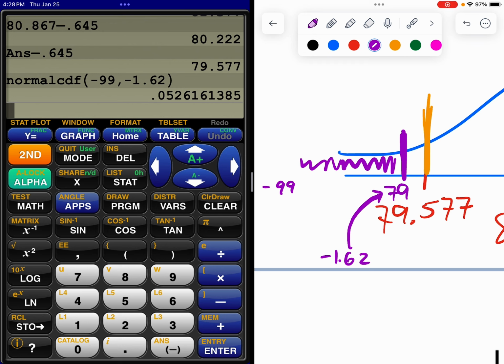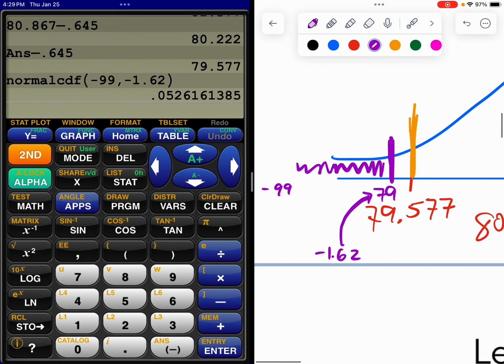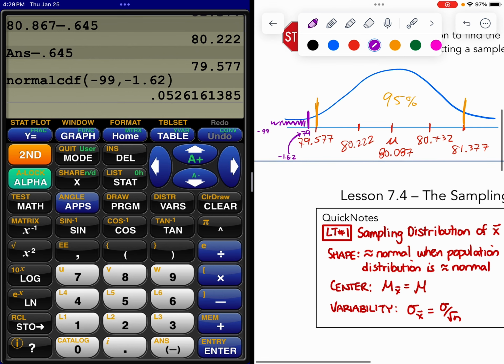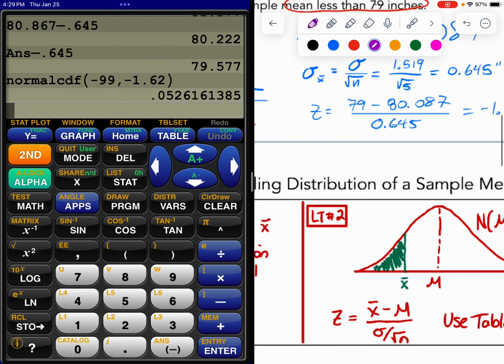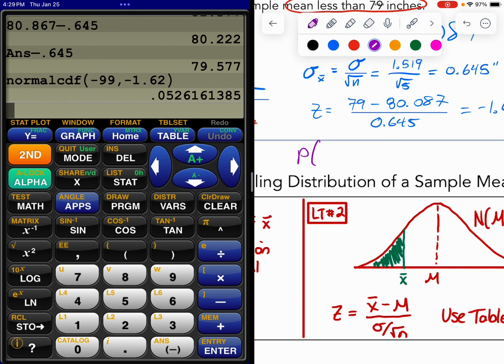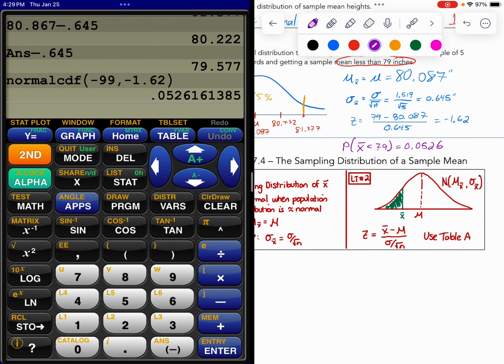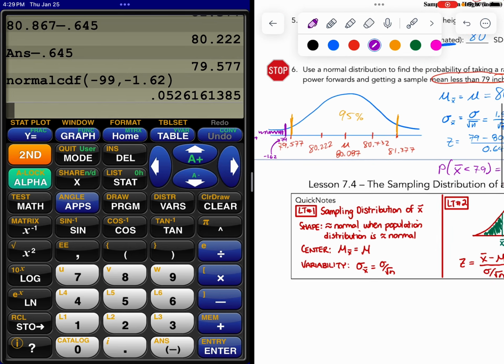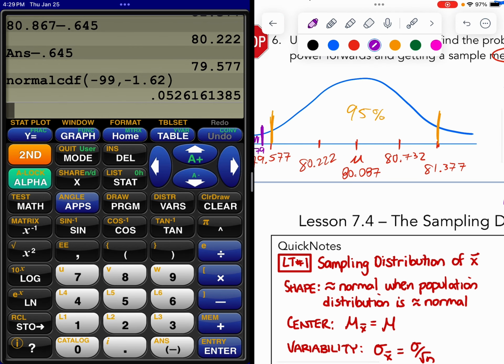That's bigger than I thought it was. I wonder if I did some math wrong higher up. So it says it's 5%. So the probability of getting an X bar of less than 79 inches is 0.0526, okay? I gotta chase this down. What did I do wrong? Because I thought it was gonna be less than 2.5%.